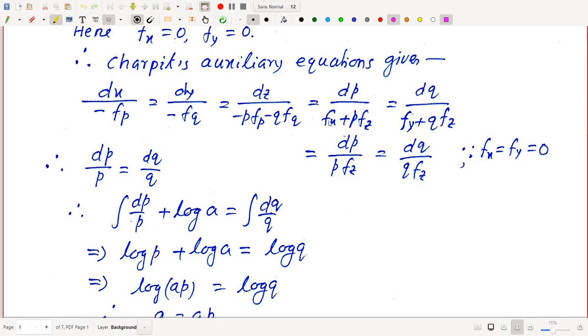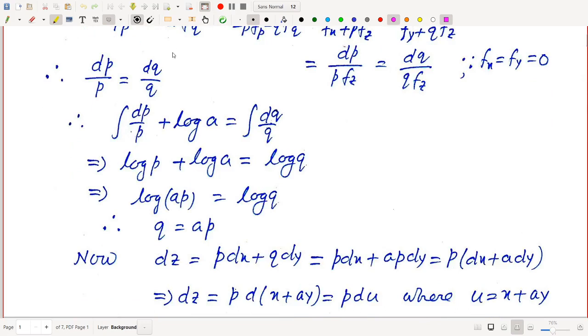Now here f_x and f_y are both 0, partial derivatives of f with respect to x and y are both 0. So the last two become dp by p f_z equal to dq by q f_z, and then f_z cancels because f_z is arbitrary. So what we get, dp by p equal to dq by q.